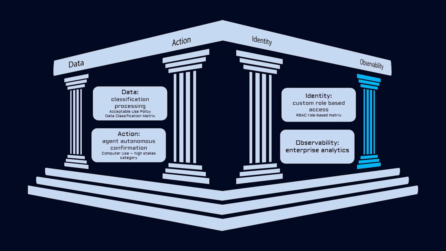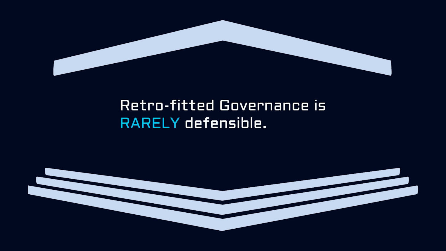The operational reality of the observability pillar is more complicated than it sounds, and we'll address that complication directly in Section 4. A pilot that has decisions for only some pillars will have to retrofit the others mid-run, and retrofitted governance is rarely defensible at the executive review.